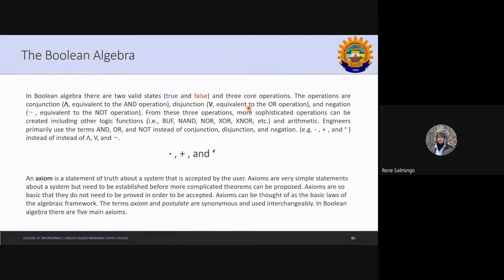So normally in Boolean algebra, there are only two valid states. It's either true or false. So in this lecture, we're going to discuss the axiom. When we say axiom, it is a statement of truth about the system that is accepted by the user. Axioms are very simple statements about the system, but you need to establish them before more complicated theorems can be proposed. So axioms are basic, so they don't need to be proved in order to be accepted.